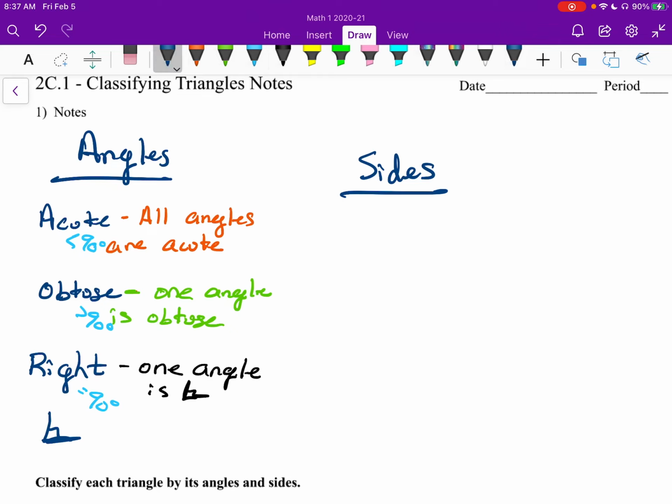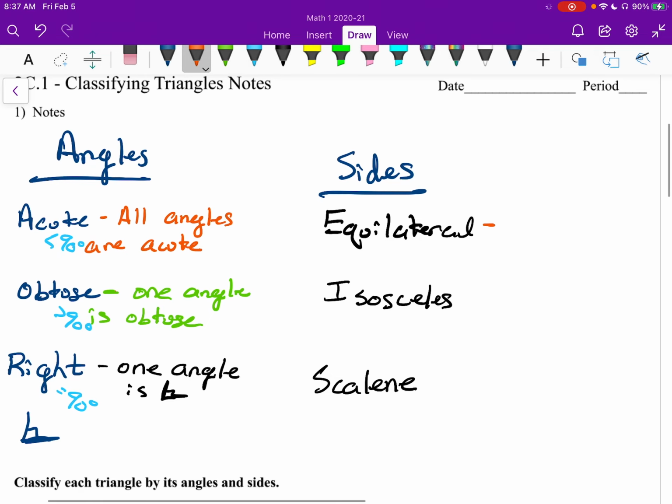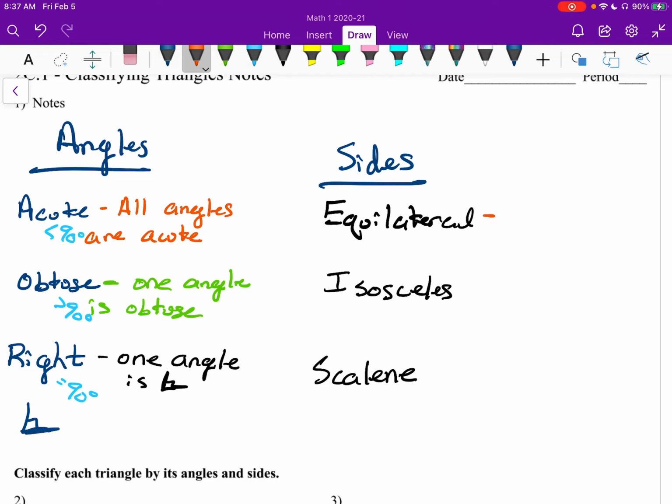For our sides, we have three categories here as well. We have equilateral, isosceles, and scalene. For equilateral, think of the word equals. Equilateral equals. All sides are congruent. All three sides are congruent, right? And that's the congruent symbol. Congruent is like the geometry version of equals, right? They're the same.